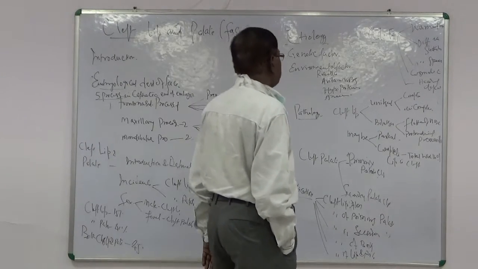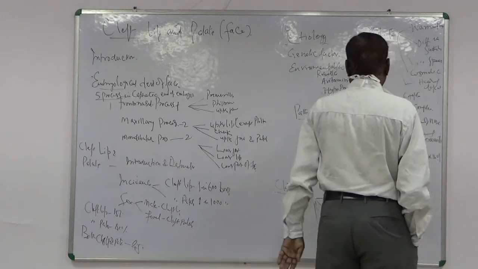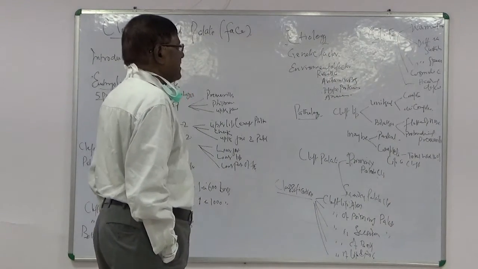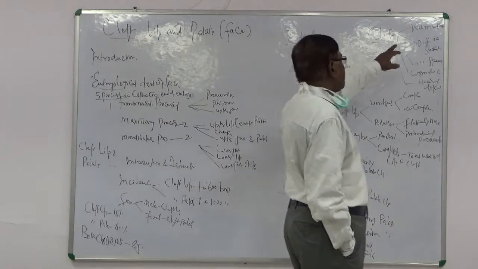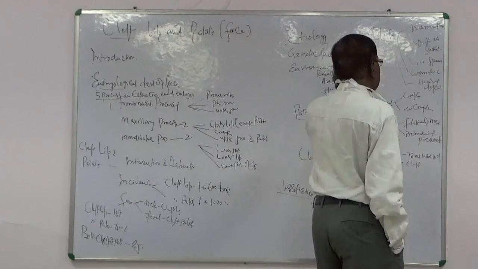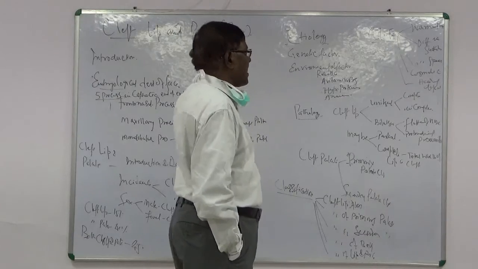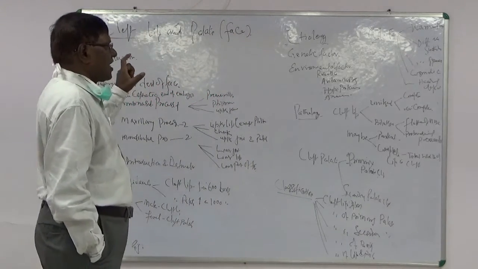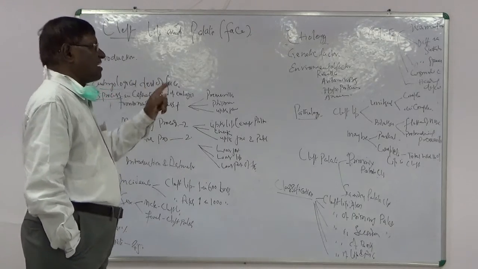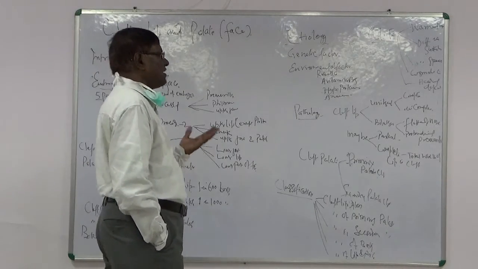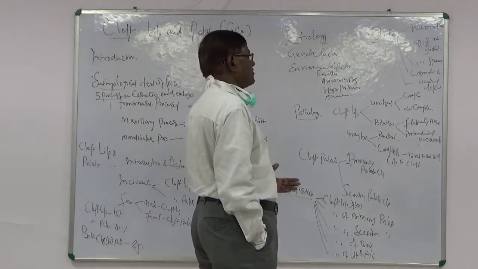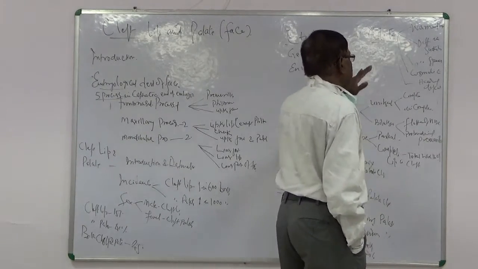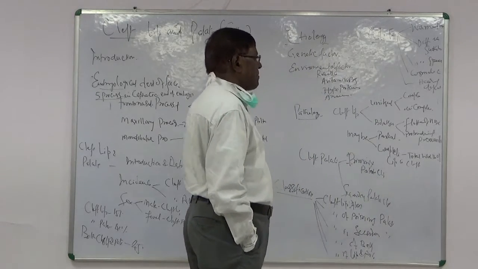Now come to the clinical features. What will be the clinical features of the child suffering from cleft lip and palate? First, it can be diagnosed in intrauterine life. How can you diagnose the cleft lip in intrauterine life? Just do ultrasonography. You can do intravaginal ultrasonography, or ultrasonography of the lower part of the abdomen, the pelvis, and the sonologist will easily diagnose the cleft lip.